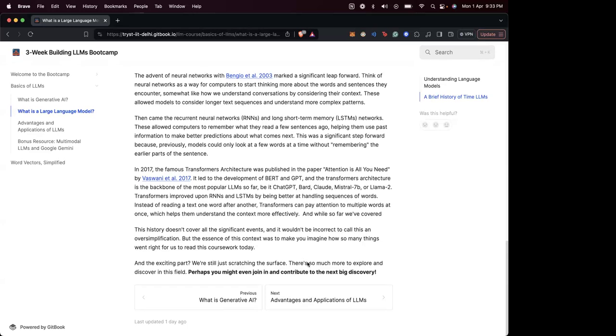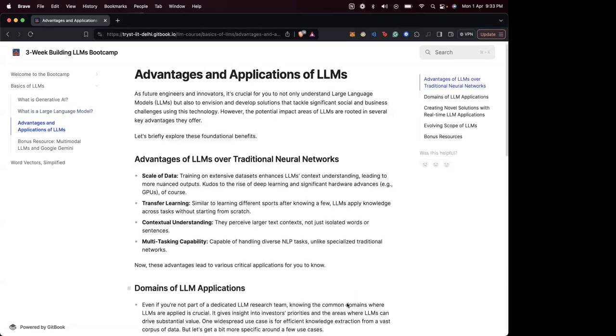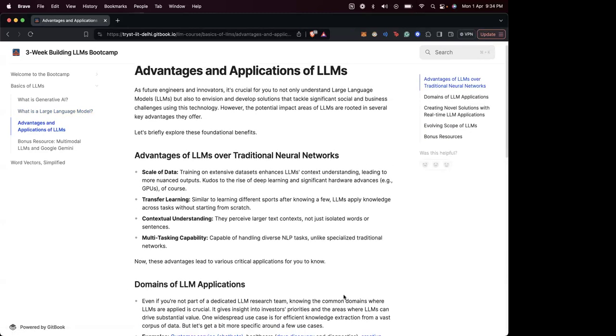And the exciting part, we're still just scratching the surface. There's so much more to explore and discover in this field. Perhaps you might even join in and contribute to the next big discovery. So let's go to the advantages and applications of LLMs.